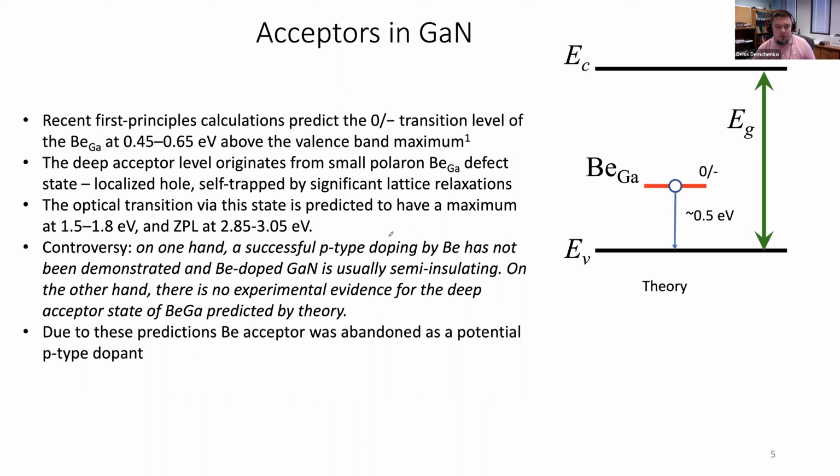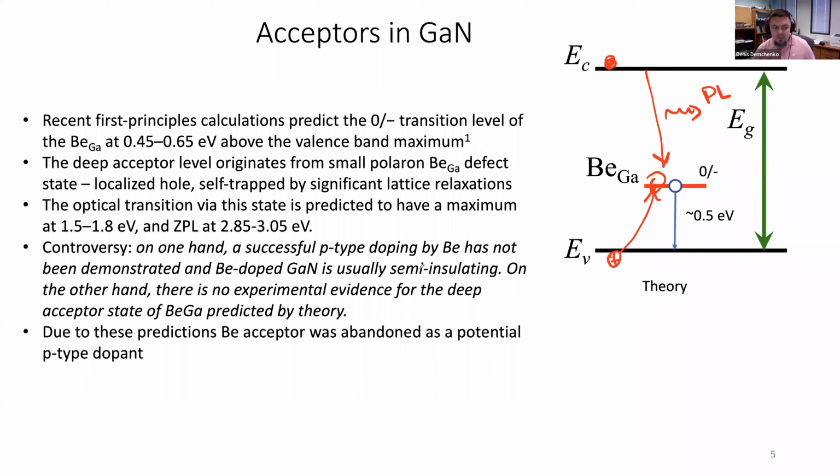This prediction also leads to predicted optical transitions through this defect. So you excite electron-hole pair across the band gap. The negatively charged acceptor captures the hole, and then electron recombines with it, emitting light.